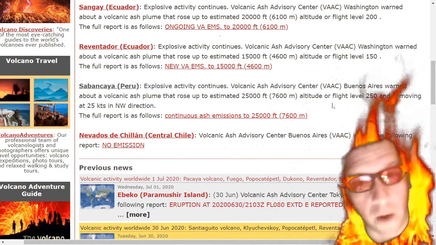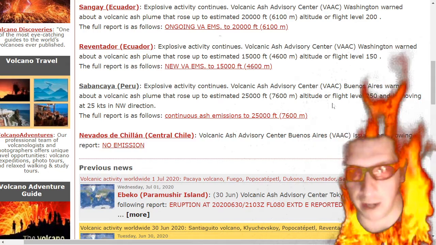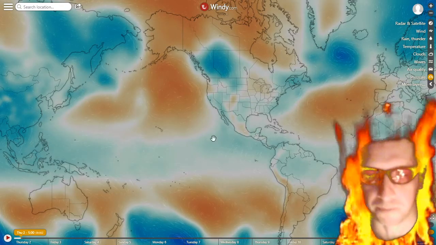And while we see no emissions from Nevados de Chillán, please do not attempt to do a back handspring over the caldera, as it could be erupting. It could erupt by the time you're doing the back handspring.